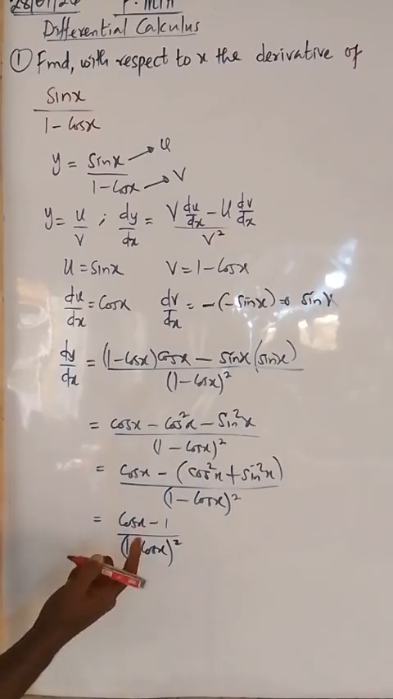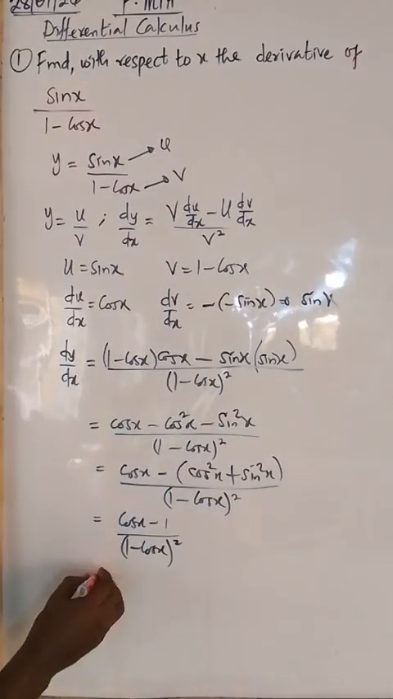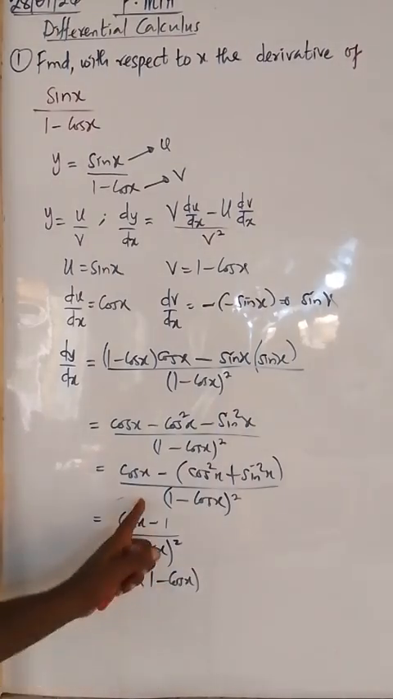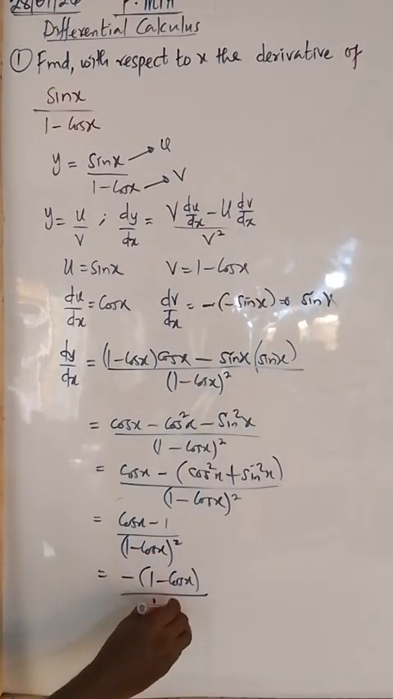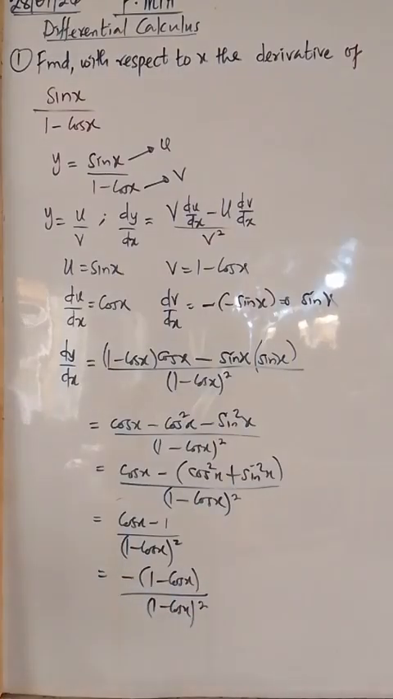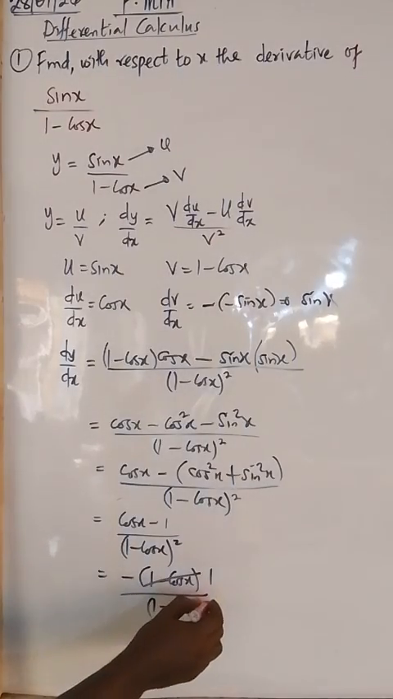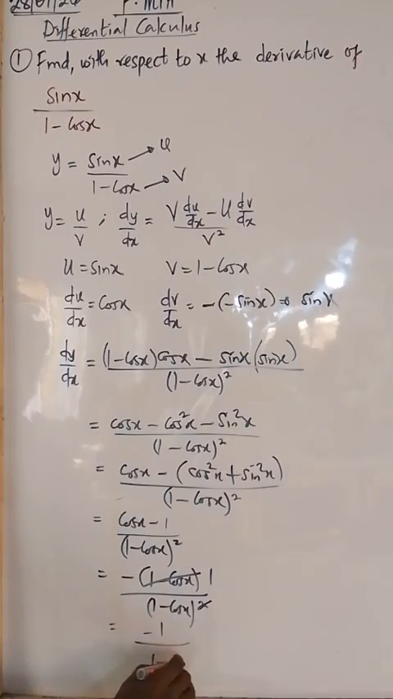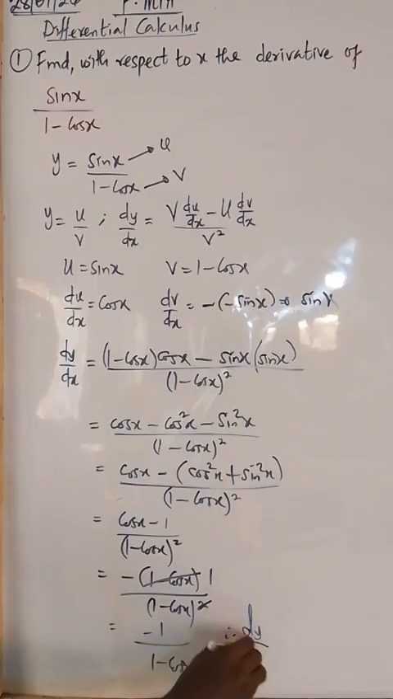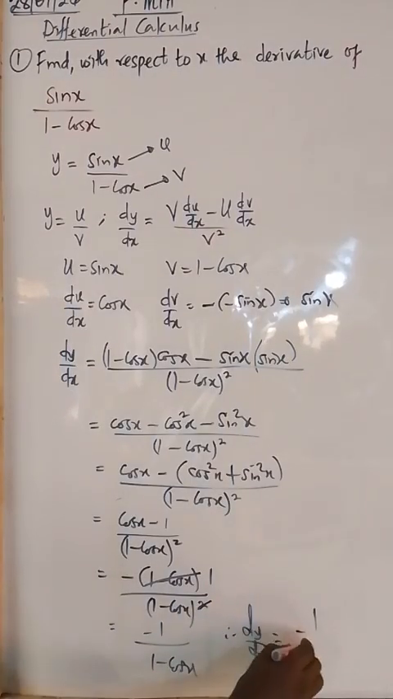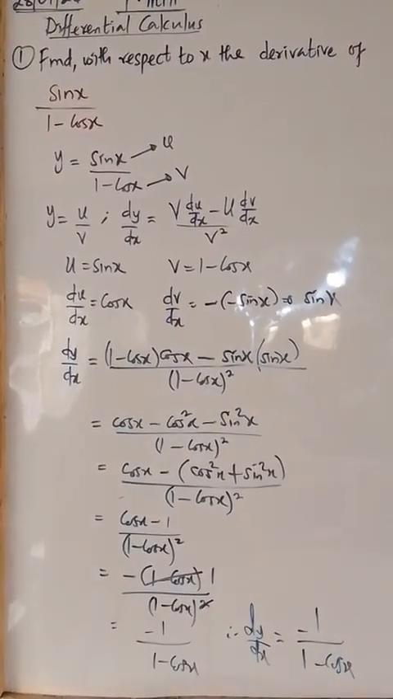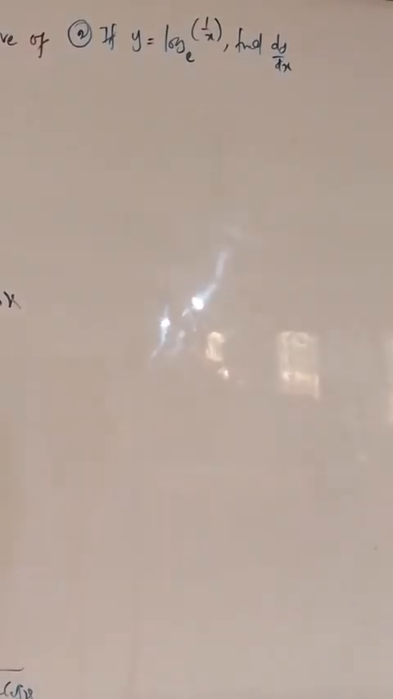The numerator is the negative of the denominator. We can rewrite this as minus 1 minus cos x over 1 minus cos x all squared. One of these cancels, so the final answer is minus 1 over 1 minus cos x. Therefore, dy/dx equals minus 1 over 1 minus cos x. Is that understood? Yes.